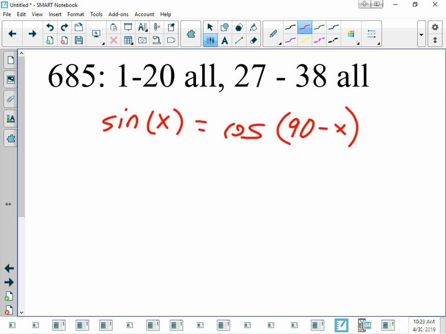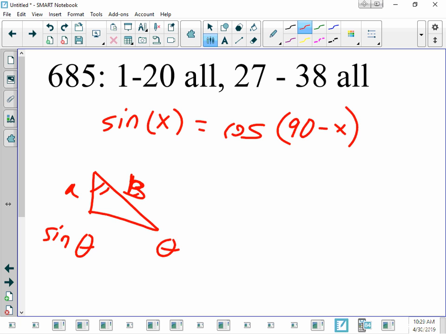And that's obvious because in a right triangle, if this is theta, the sine of theta is going to be a over b. But the cosine of this angle is also a over b. Well, how does this angle and this angle compare? They're complementary. They add up to 90. So the sine of 30 is equal to the cosine of 90 minus 30, which is 60.